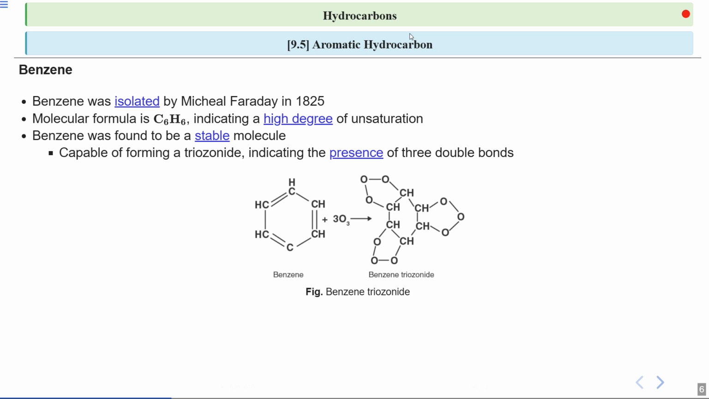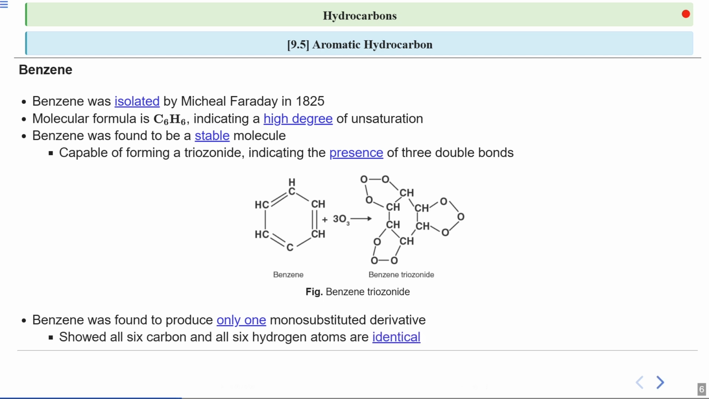It is capable of forming a triozonide, indicating the presence of 3 double bonds. You can see that when we react benzene in harsh conditions with 3 moles of ozone, we get a triozonide type structure. Okay. Now, benzene has another interesting property, which is it produces only one type of monosubstituted derivative.